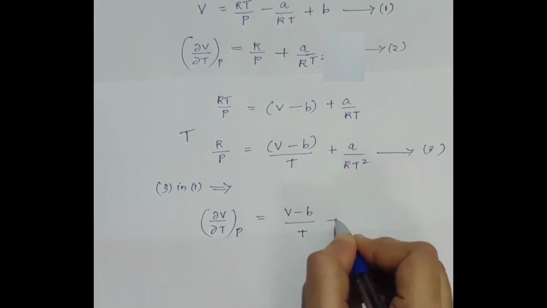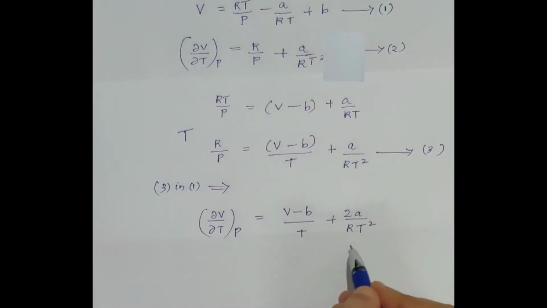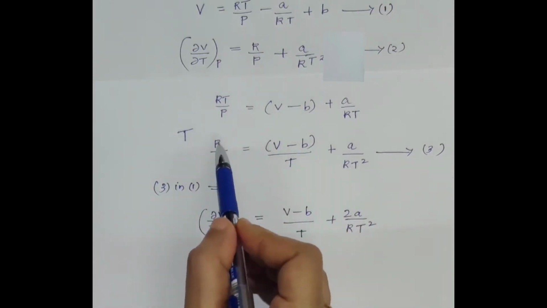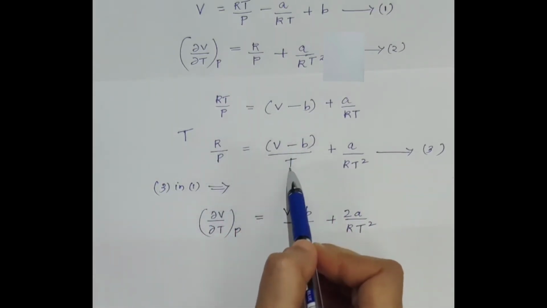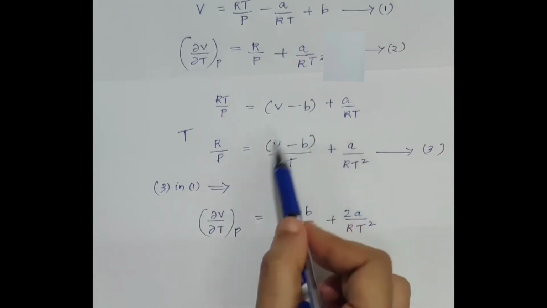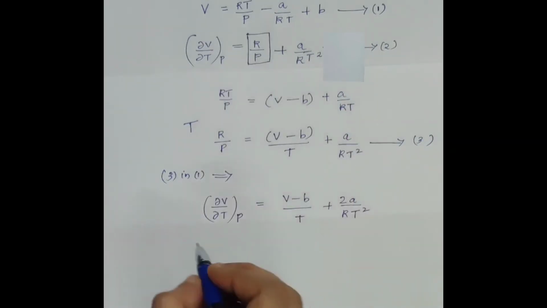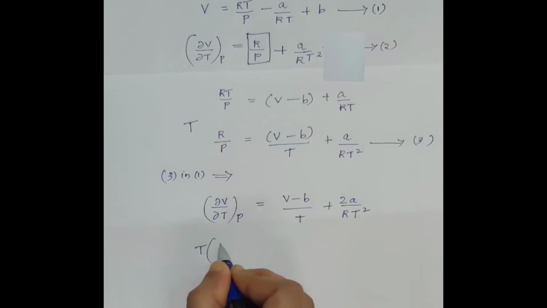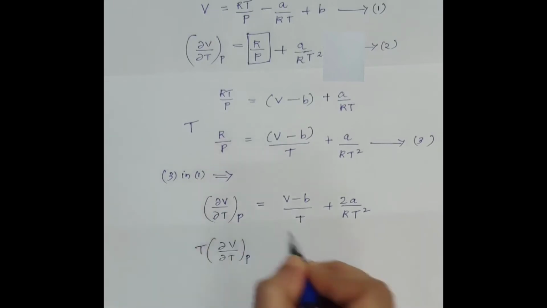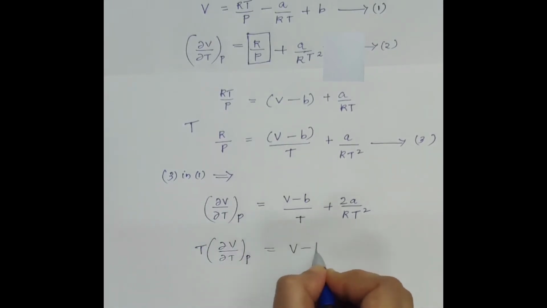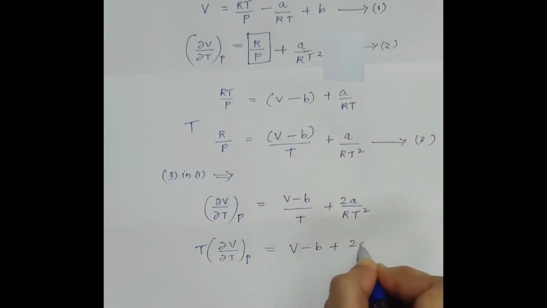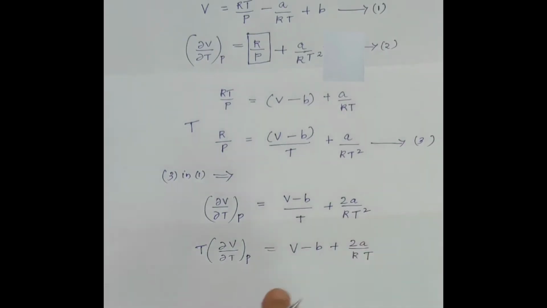Here R/P = (V − b)/T + a/RT², and we substitute this R/P in equation number 2. Next, rearranging this equation, we get (∂V/∂T)_P = (1/T)(V − b + 2a/RT). We are taking one T outside and writing it here.